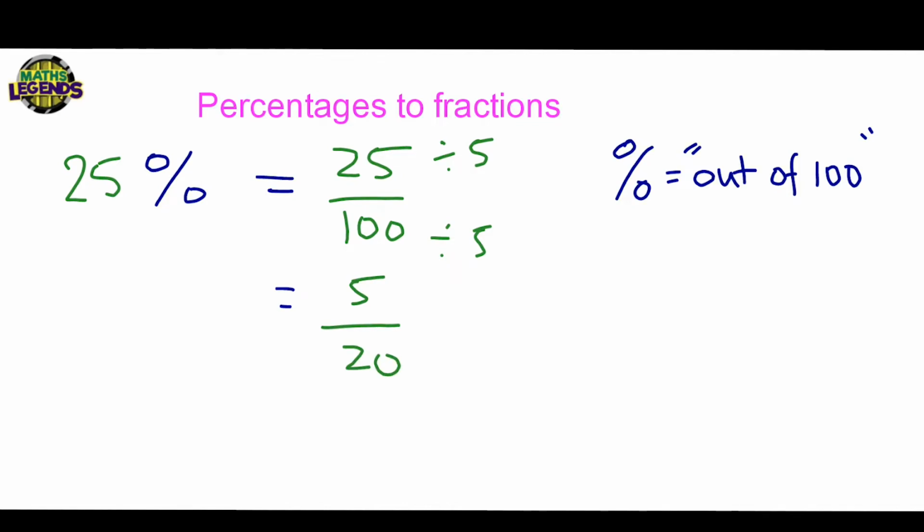While this is still not in the most simplified form, so we can try dividing by another number. Let's say 5 again. So divide by 5 and divide by 5. 5 divided by 5 is 1. And 20 divided by 5 is 4.